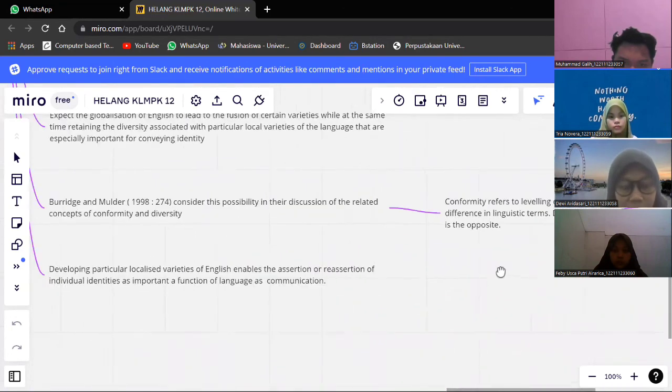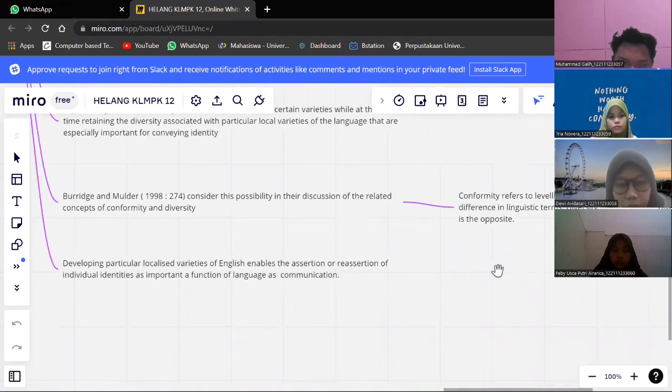And the last point: developing particular localized varieties of English enables the assertion or reassertion of individual identities, as important a function of languages as communication. So that's all of our presentation.